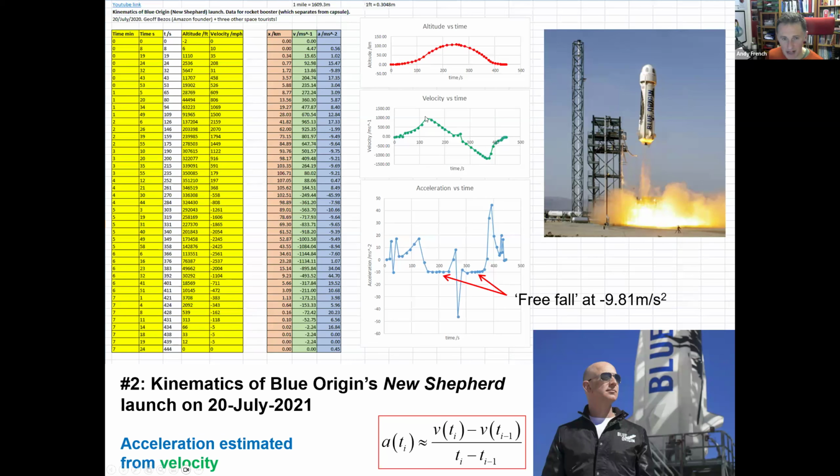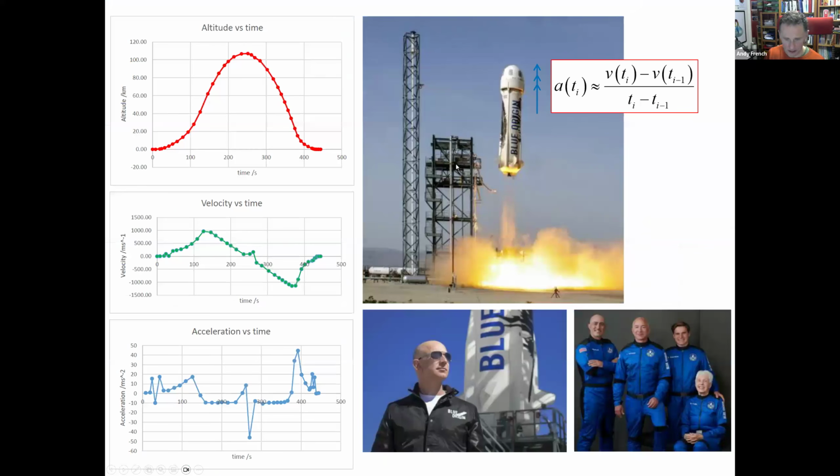You can also see how linear the velocity time graph is for much of the trajectory. And of course, you can then relate that to the altitude versus time, and they are reaching just over 100 kilometers. There we go. Here's a zoom in of the pictures, and this is the team. There's four of them in the capsule. So there we go. Maybe that's the future of space tourism.